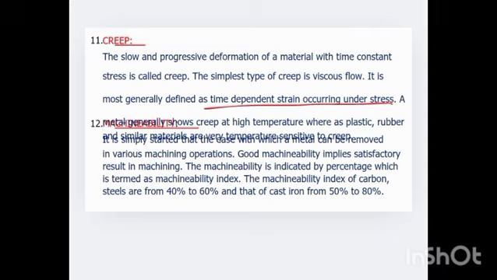Then machinability. Machinability is the ease with which a material can be machined. If a material can be cut easily with good surface finish and less tool wear, it has good machinability. Good machinability implies satisfactory results in machining. Machinability is indicated by a percentage termed the machinability index. The machinability index of carbon steel is 40 to 60 percent, and cast iron is from 50 to 80 percent.